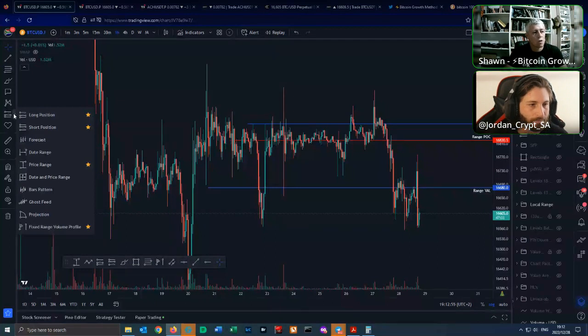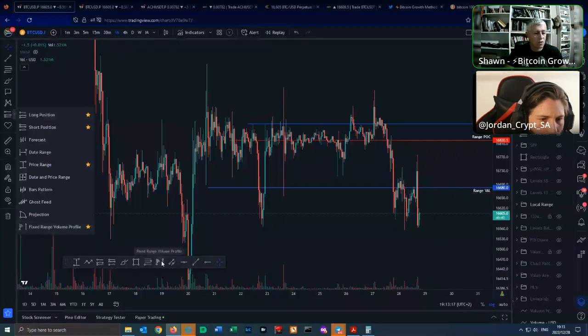Correct. So if you go to indicators and type fixed range, it doesn't work if you're on a free account. I'm on a free account. So come to your tools on the right-hand side, where we've got long and short positions. There is a free one, it's by Lonesome. You just type fixed range volume profile, and it will pop up. This one right there.